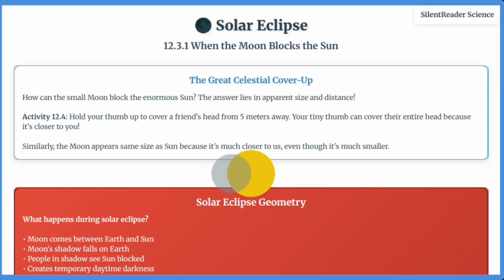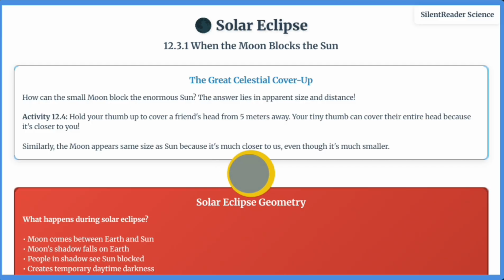One of the most spectacular celestial events is a solar eclipse, when the moon blocks the Sun. But how can the small moon block the enormous Sun? The answer lies in apparent size and distance. In an activity, we can hold up our thumb to cover a friend's head from 5 meters away. Our tiny thumb can cover their entire head because it's closer to us.